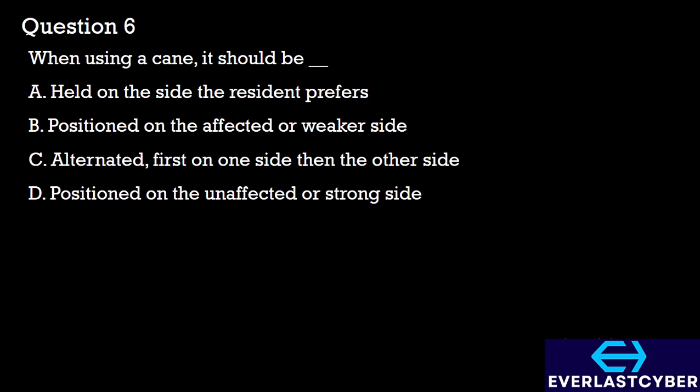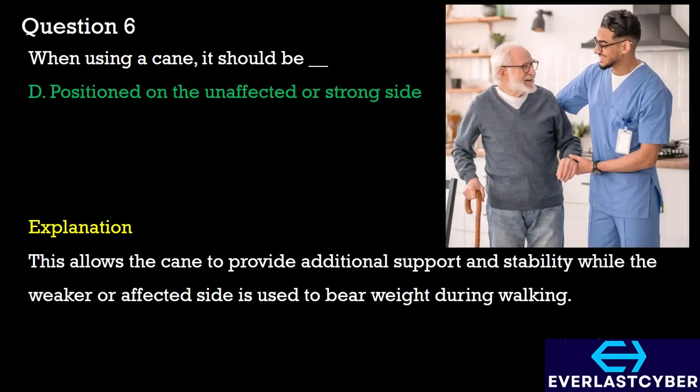In option C, alternating the cane from one side to the other is not recommended because it can lead to inconsistent support and destabilize the user. So, we'll be going with option D.